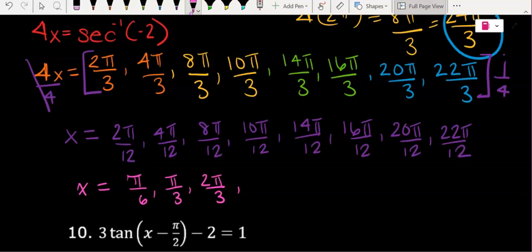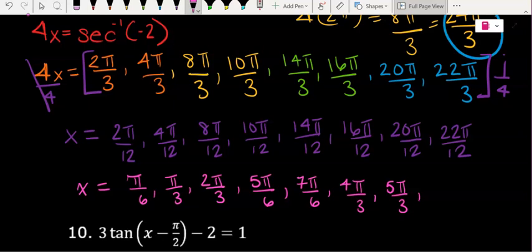I'm going to do this one here. I can do 5 pi over 6. And then 14 pi over 12 is going to get me 7 pi over 6. And then 16 pi over 12 is going to get me 4 pi over 3. 20 pi over 12 is going to get me 5 pi over 3.